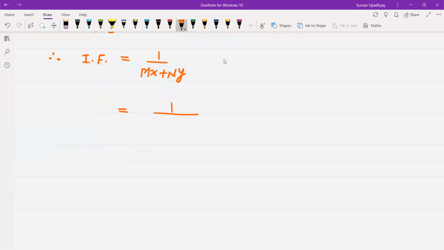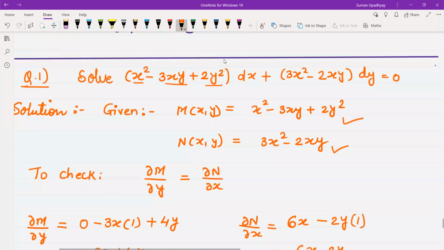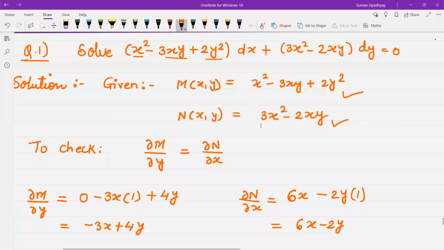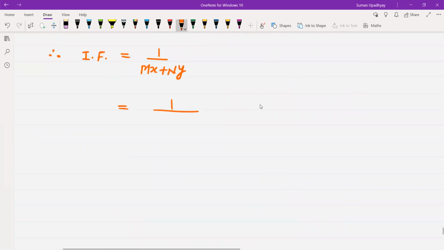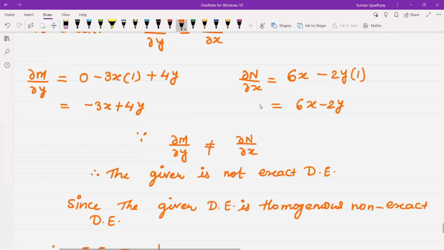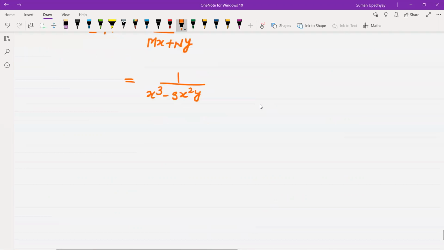What is your M in this? That M you have to multiply with x. So after multiplying M with x, what am I going to get? x square will become x cube, minus 3x square y, plus 2xy square. Absolutely right. So we multiplied M with x.